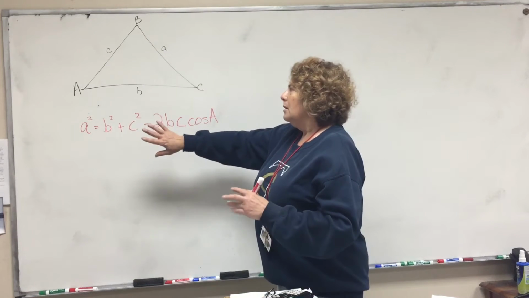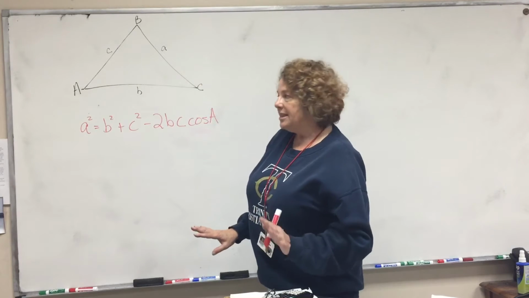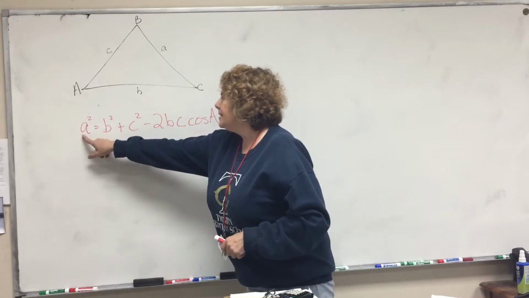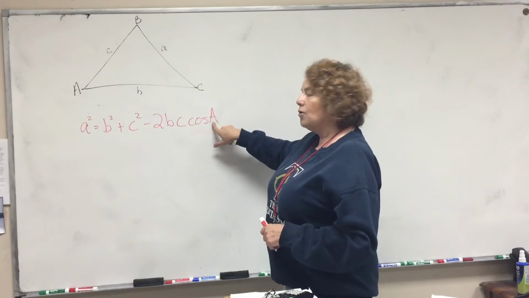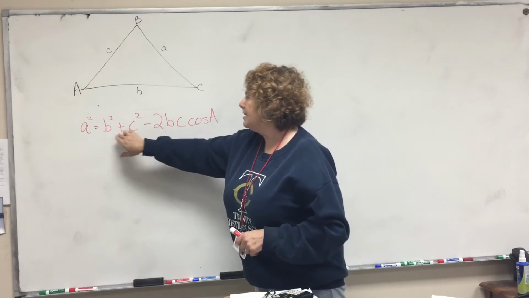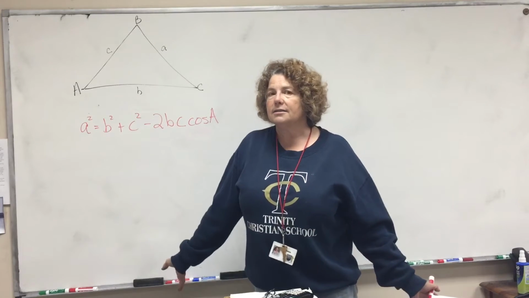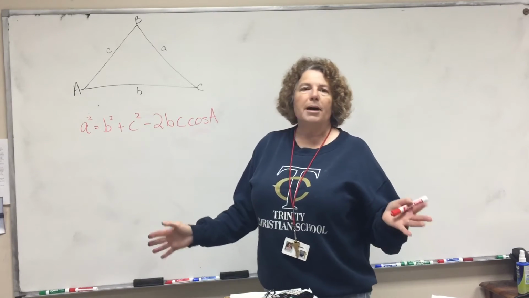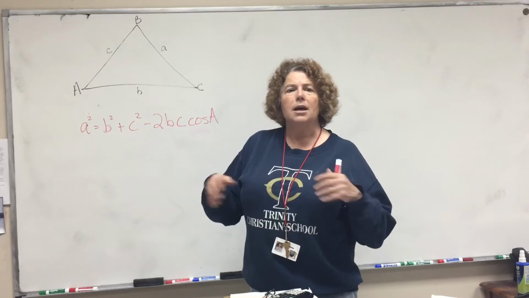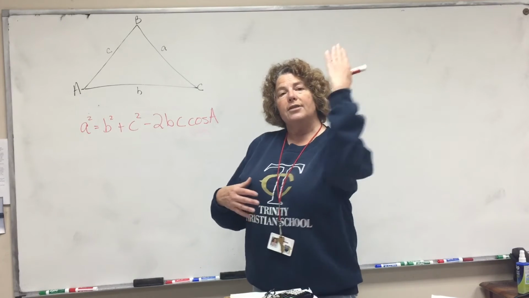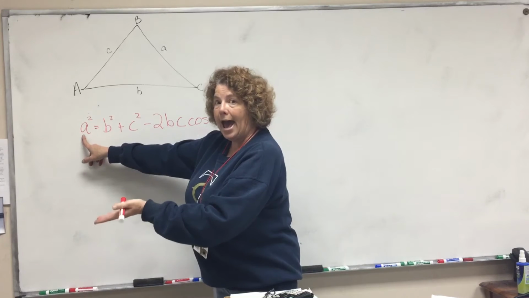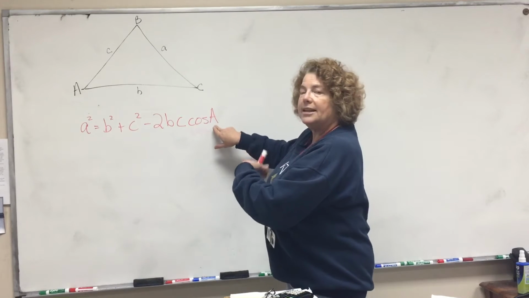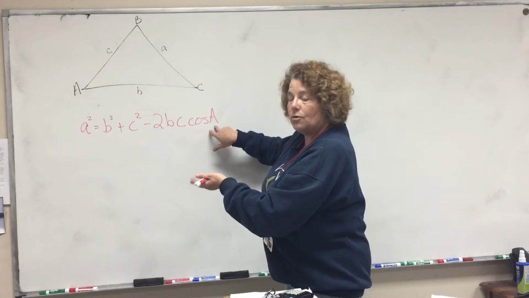So, don't worry about what's A, what's B, what's C. This is the side, this is the angle across from that side, and these numbers are the other two sides. Okay, so don't worry about, oh, that's not A, that's not B. Just make sure you have the side that you're either looking for or you have, and the cosine of the angle you either have or you're looking for.